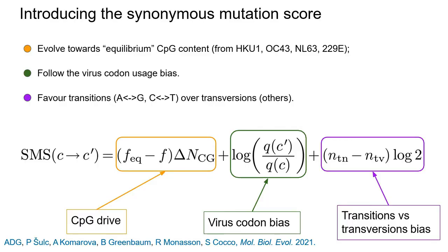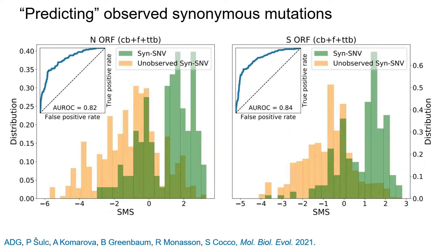And so we were happy and we wanted to push it even further, and so we introduced a more dynamical model that we can use to score synonymous mutations. By score, I mean we attempted to give a probability to a synonymous mutation to happen. To do this, we used our CpG drive term, the term that takes into account this position-dependent tendency to lose or gain CpGs, but also the viral codon bias, so the fact that the virus has its own codon bias; it likes to use some codons more than others for some reason. And another term: it is well known that, for chemical reasons, there are some mutations which are more likely to happen than others, okay?